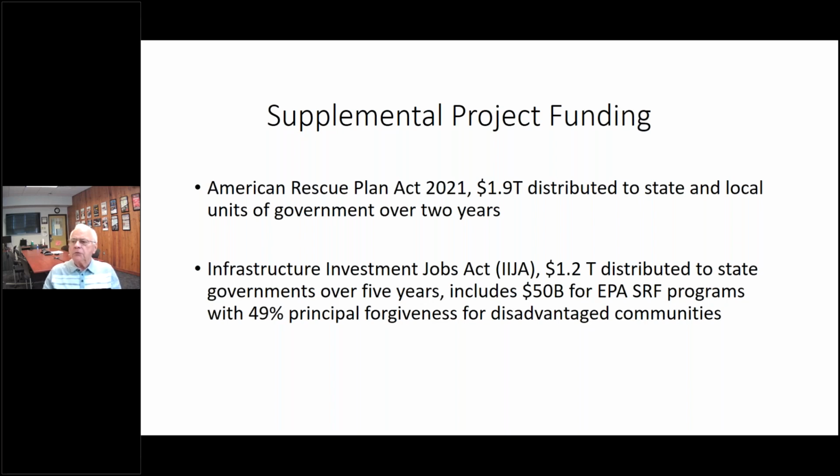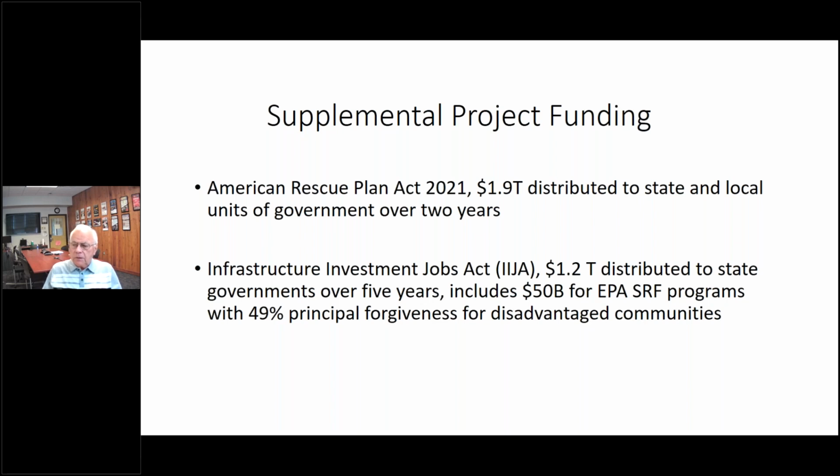Some states are using the American Rescue Plan dollars to provide 100% grants for projects in disadvantaged communities. The Infrastructure Investment Jobs Act, which is also known as the Bipartisan Infrastructure Law, makes the state revolving loan fund programs attractive to small disadvantaged communities with low median household income and population less than 10,000. Principal forgiveness has the same effect as a grant.